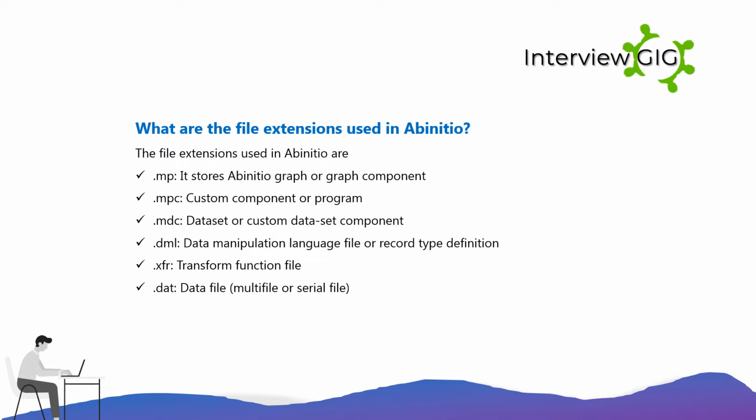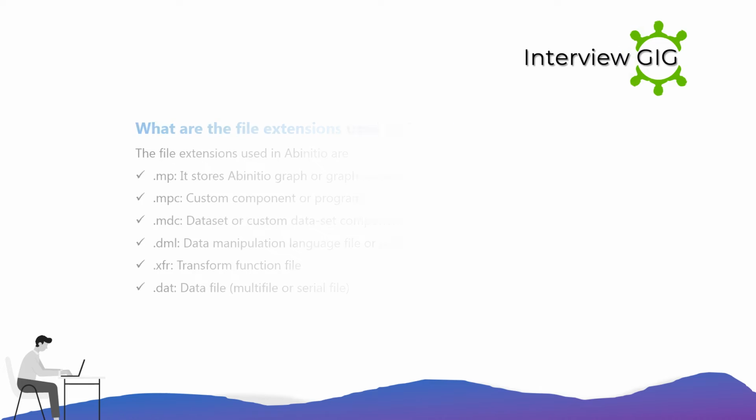The file extensions used in AbInitio are: MP, it stores an AbInitio graph or graph component. MPC, custom component or program. MDC, dataset or custom dataset component. DML, data manipulation language file or record type definition. XFR, transform function file. DAT, data file, multifile or serial file.